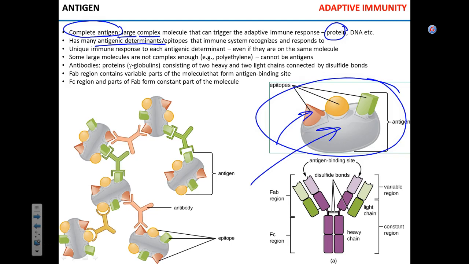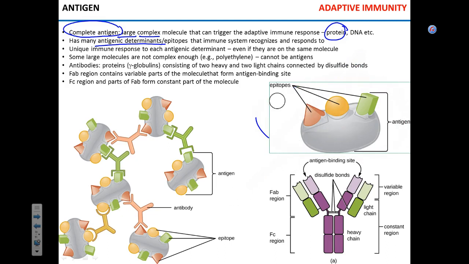Does that make sense? They do recognize this 3. And how do we know that? There's software that allows you to predict possible epitopes. And you can say, okay, I think this is an epitope, this is an antigenic determinant. So here's what I'm going to do.